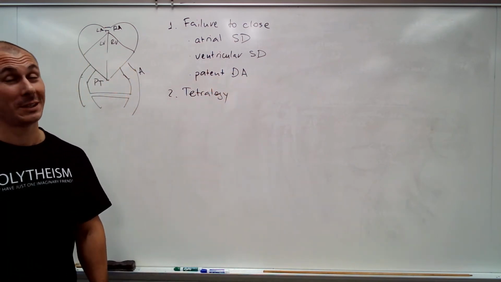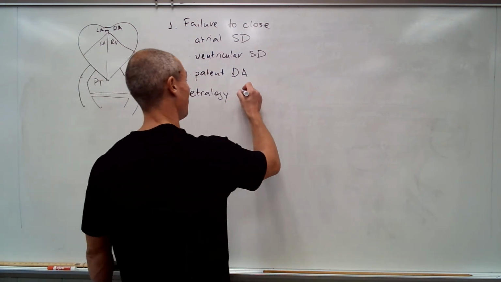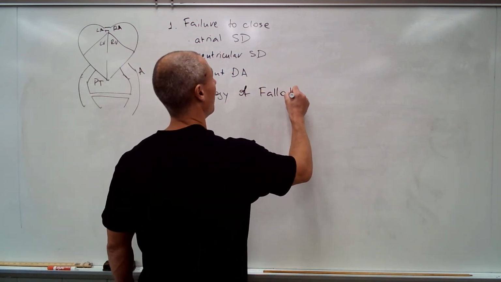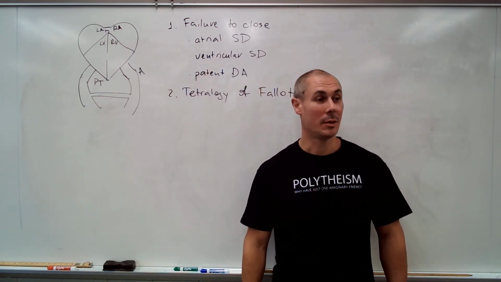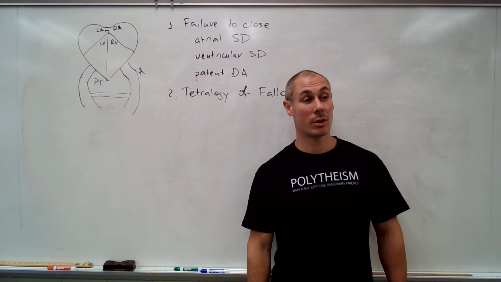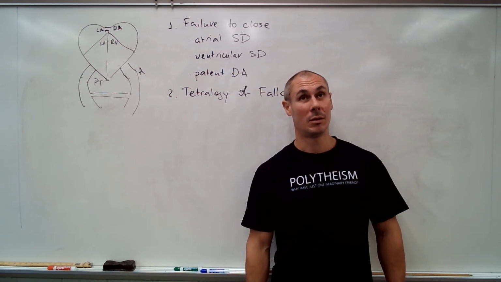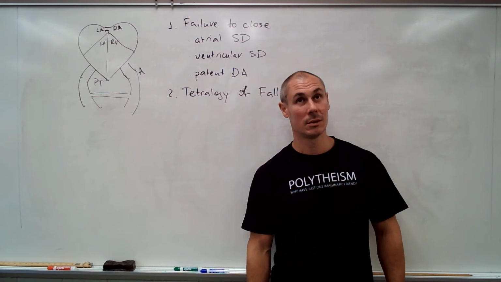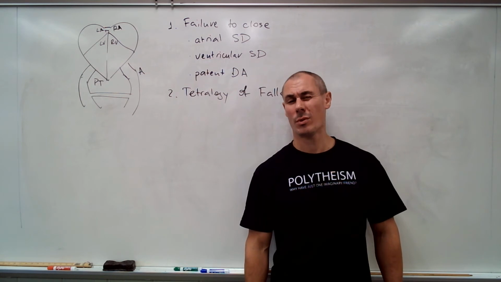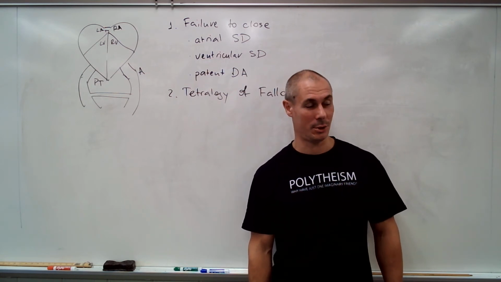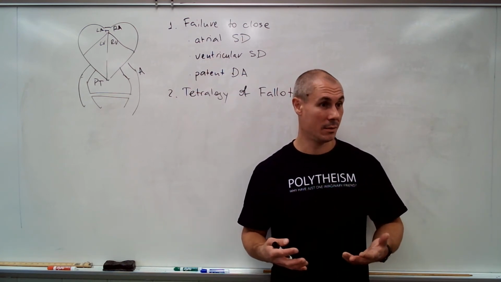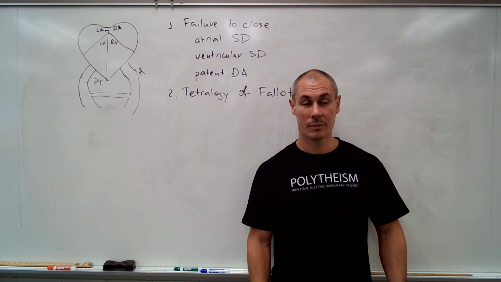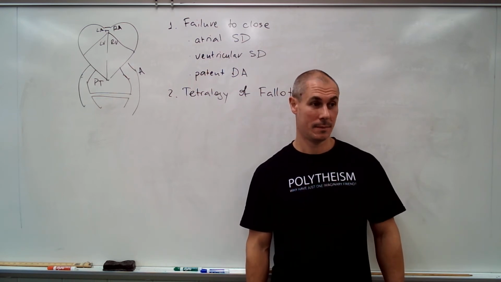I'm telling you, I'm not going to ask about tetralogy of Fallot for one reason. I cannot remember to save my life what the four components are. I believe it's ventricular septal defect, patent ductus arteriosus, pulmonary trunk stenosis, but I'm not entirely sure. So basically it's four abnormalities all together. Does that make sense? It's not my favorite though.